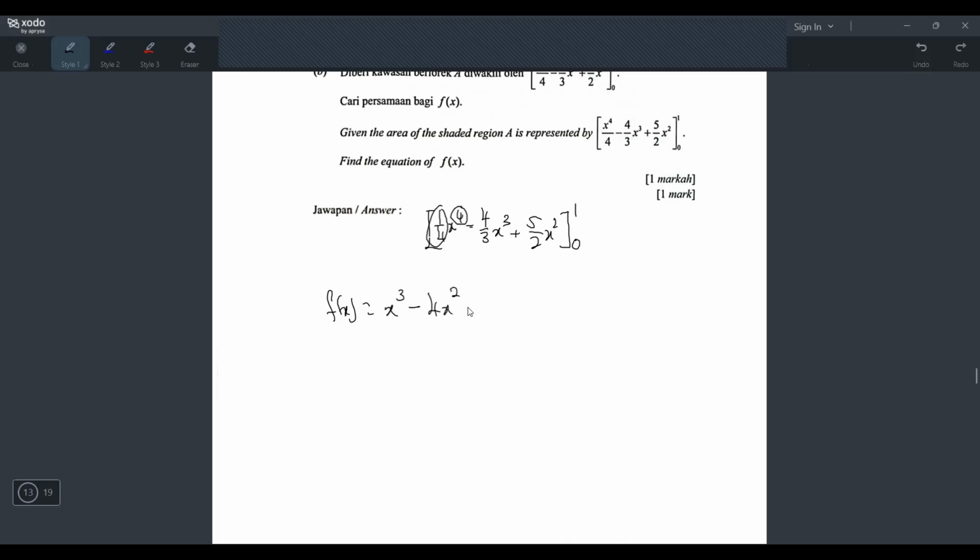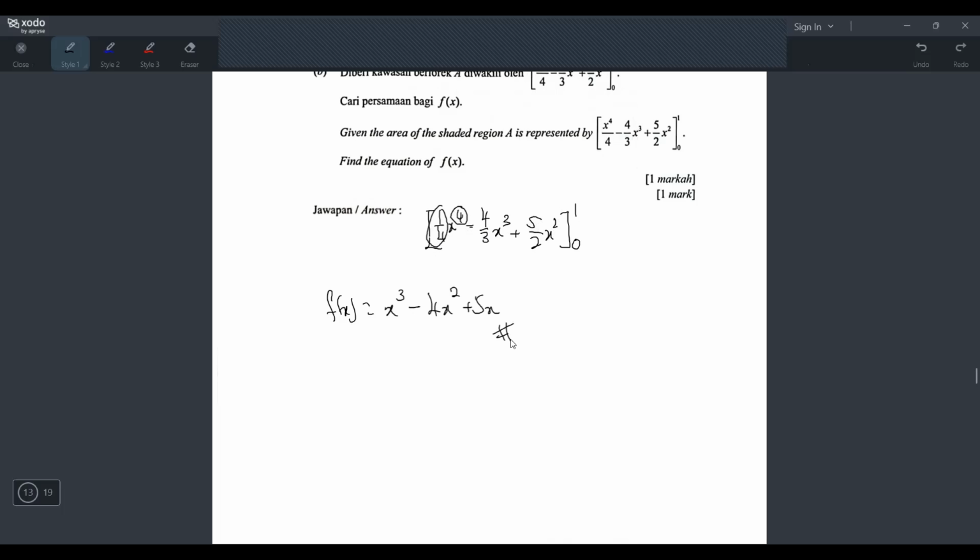And then power minus 1 is 2. Okay? And then one more time. 2 times 5/2, the 2 cancels. So we are left with 5x. Power minus 1 is 1. Right? And then you don't have to write plus c, because if the integration is a definite integral, you don't have to write plus c. So this is your answer.